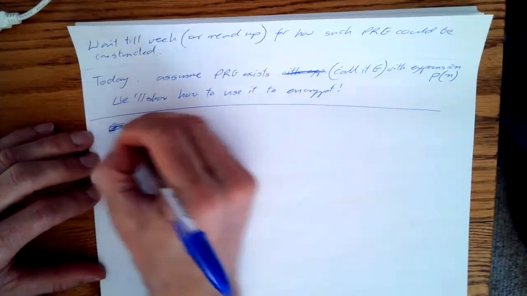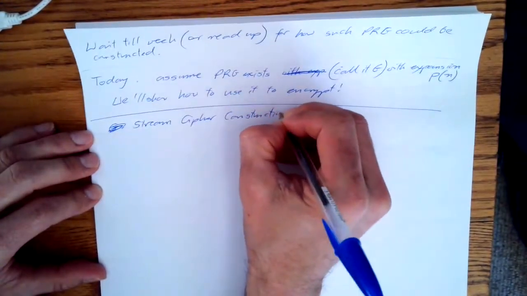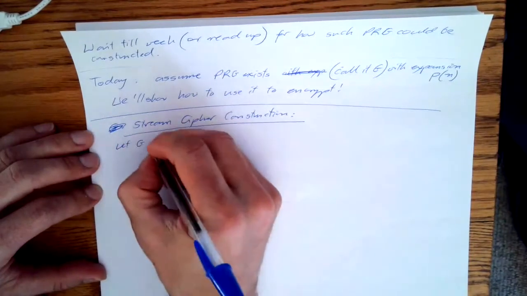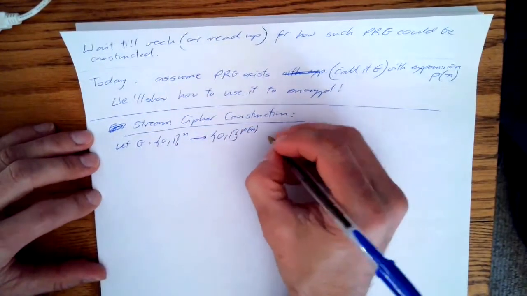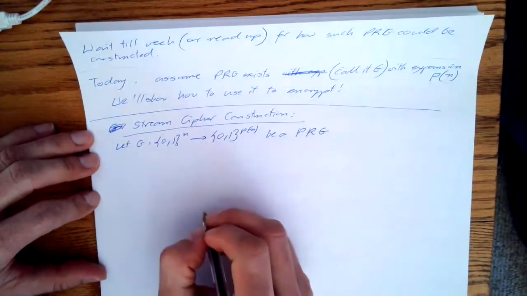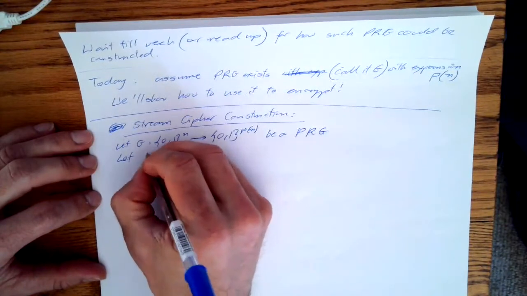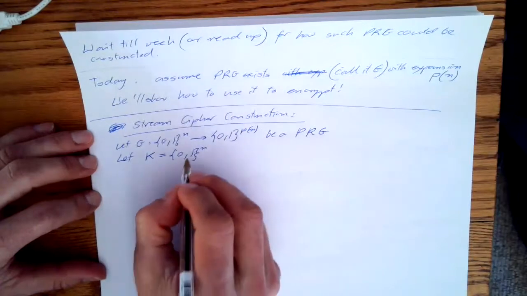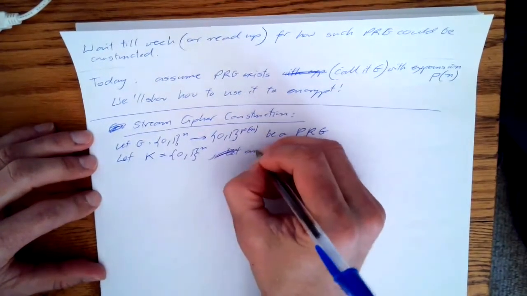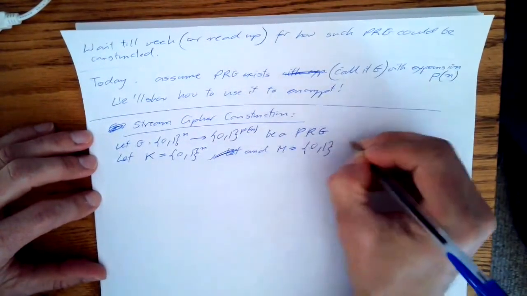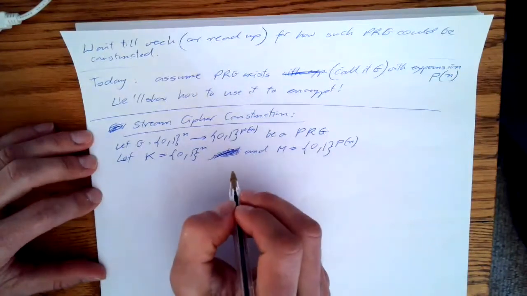So here is the stream cipher construction. Let G, which takes n bits and outputs p(n) bits, be a PRG. Let the key space be n bits, so a random key will be an input to the PRG, and the message space will be p(n) bit strings, the same space as outputs of the PRG.